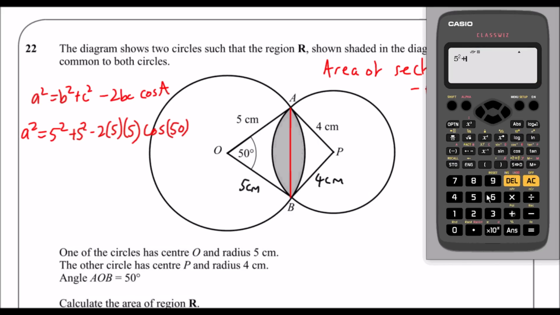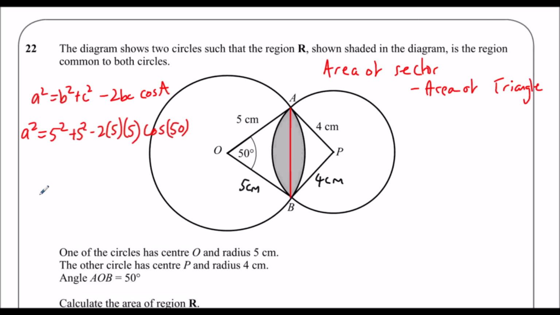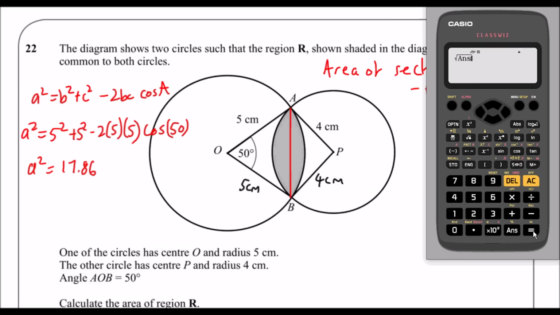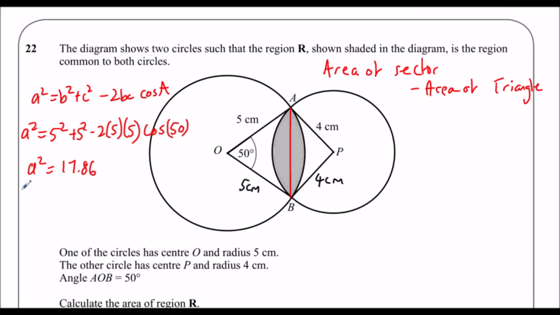5 squared plus 5 squared minus 2 times 5 times 5 cos 50. So a squared is 17.86. So the length is the square root of that, which is 4.23 centimeters. So that's the red line here.